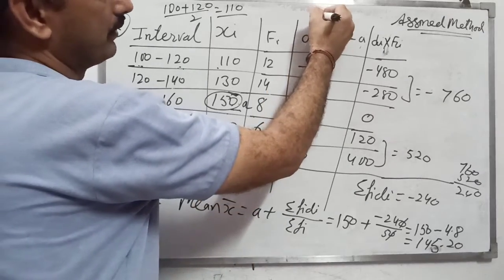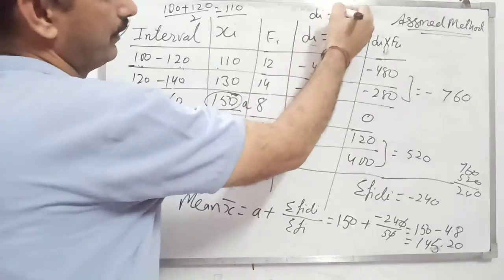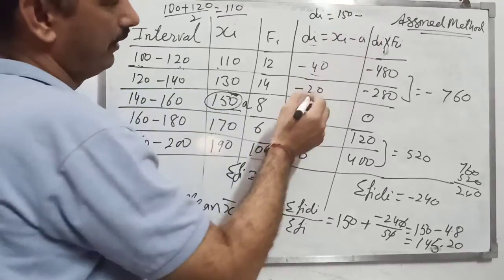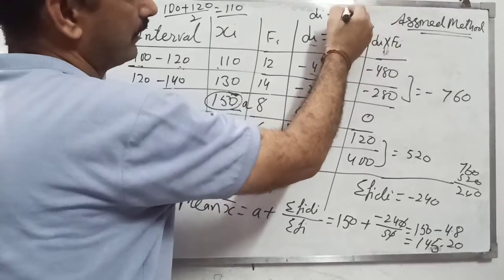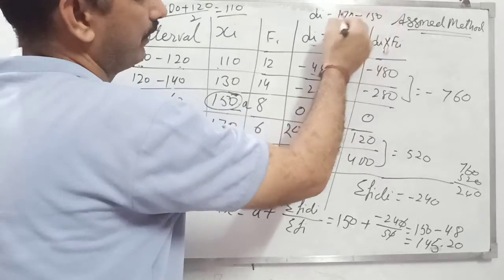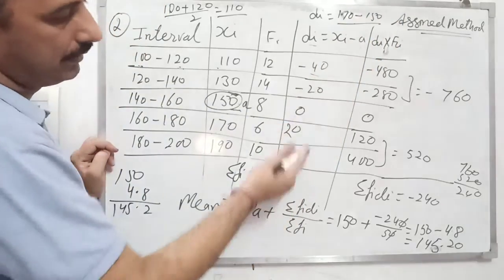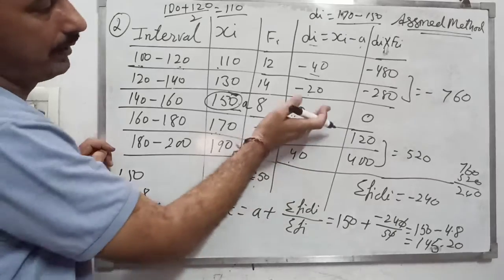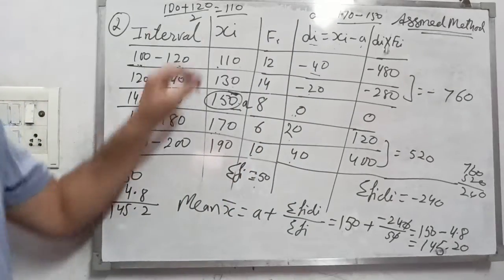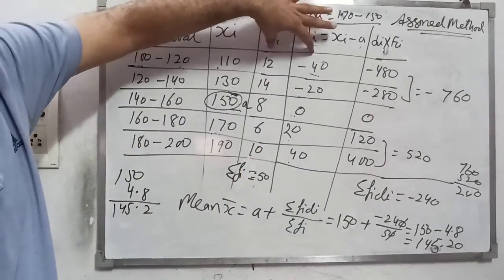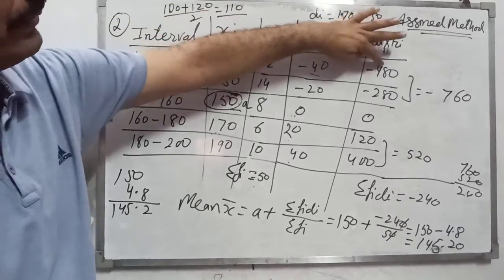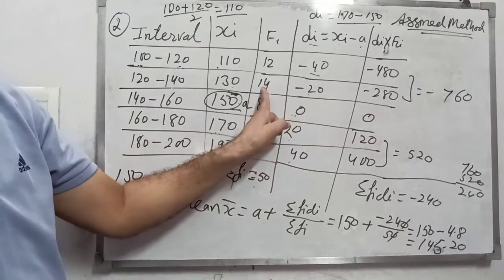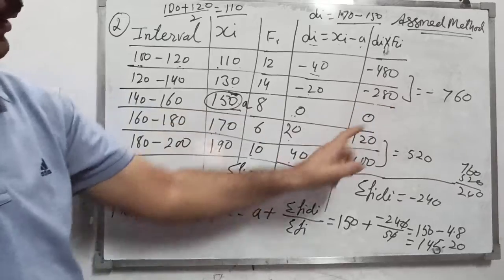So we can solve it. For example xi is 170, subtracting 150, you get 20. So from this assumed value, the downside becomes positive and the upper side becomes negative. Now we multiply fi into di, so you get minus 480, 20 multiplied by 40 you get 280, right?